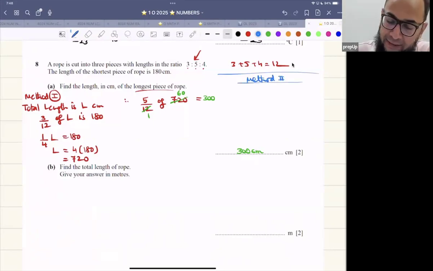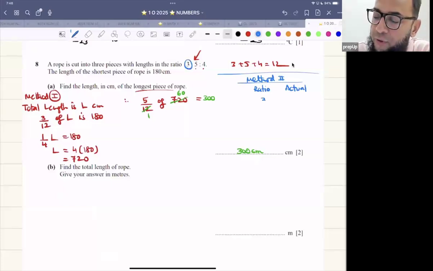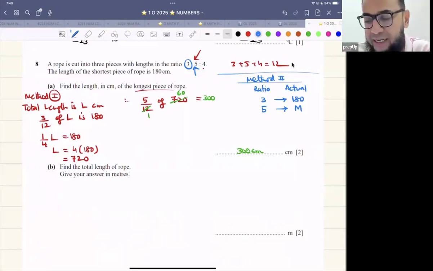Method 2: I'm just short of numbers, what to write? Actual and ratio. 3 is the smallest. 3 represents 180. 5 is the largest. 5 represents our longest. Instead of L, let me write M. 3 is to 180, 3 becomes 180. 5 becomes M. So now this is direct proportionality.